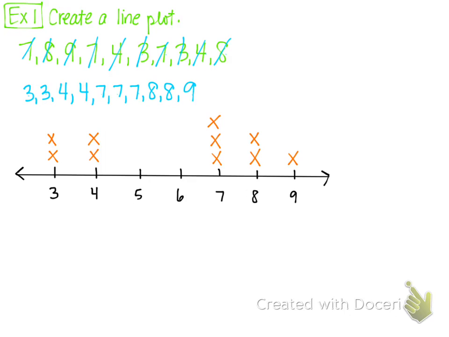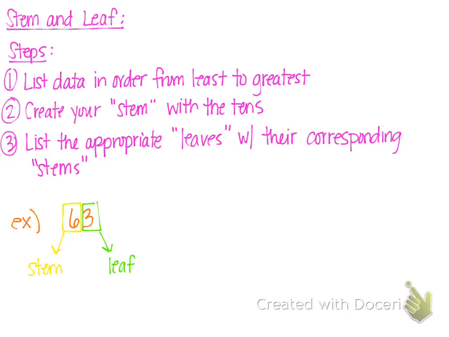Pretty easy and nifty. Kind of similar to a histogram where you can tell the heights for the bigger pieces of data or the more frequent pieces of data. All right, let's talk about a stem and leaf plot. The steps are you list the data in order from least to greatest, just like before. We're going to create our stem with our 10s, and we're going to list the appropriate leaves with their corresponding stems. I have a mini example down here. The stem is our 10s, and the leaves are our 1s.